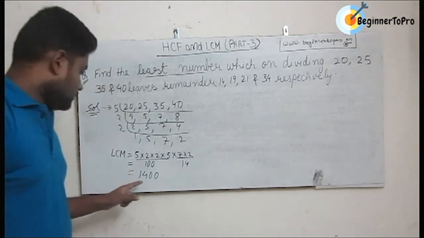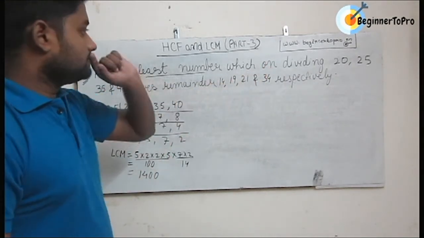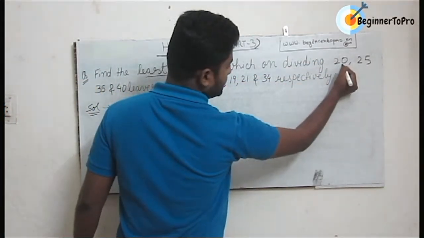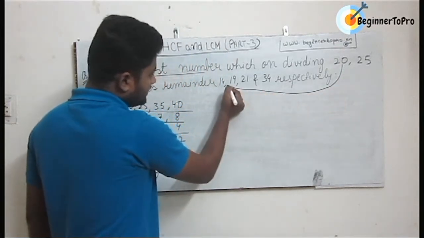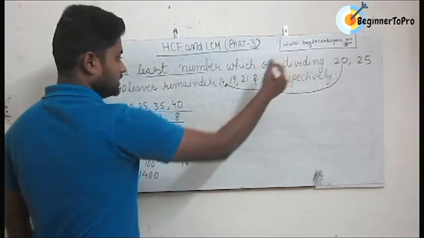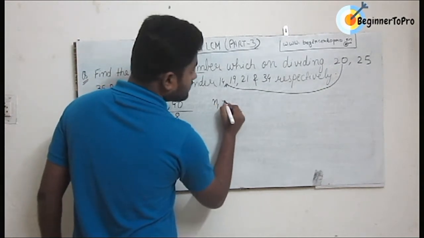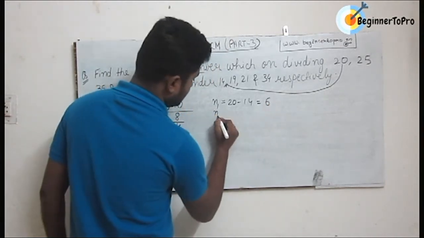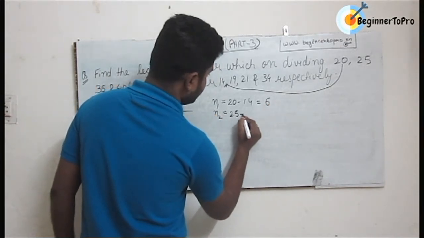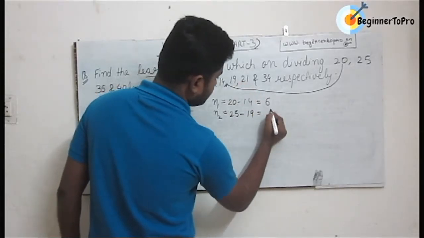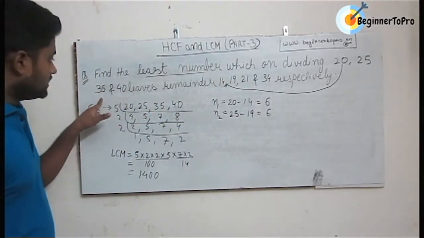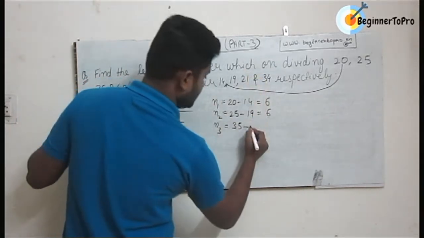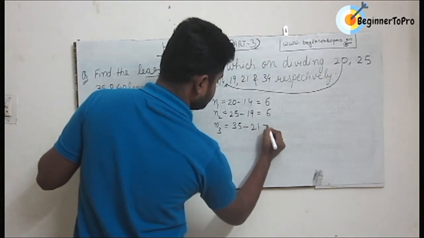Now we will subtract the given number with its corresponding remainder. We subtract 20 with its corresponding remainder, that is 14. Similarly for the other numbers, hence N1 equals 20 minus 14, which is equal to 6. Similarly, N2 equals 25 minus 19, which is equal to 6. Similarly for 35, N3, 35 minus its corresponding remainder, 21.